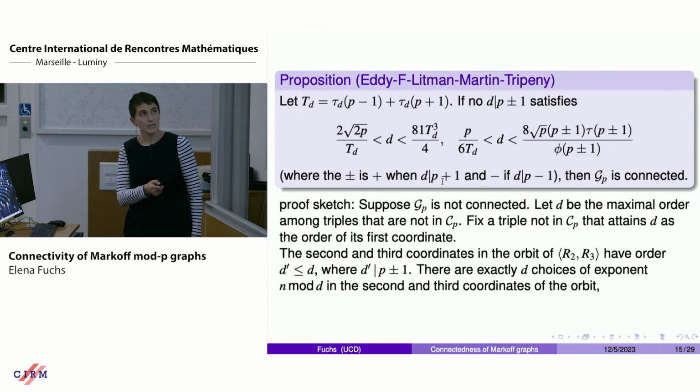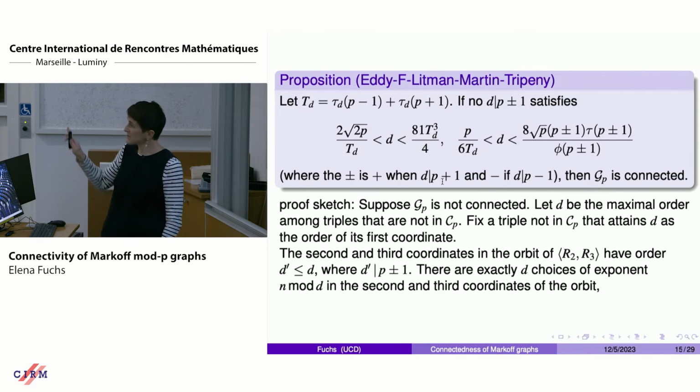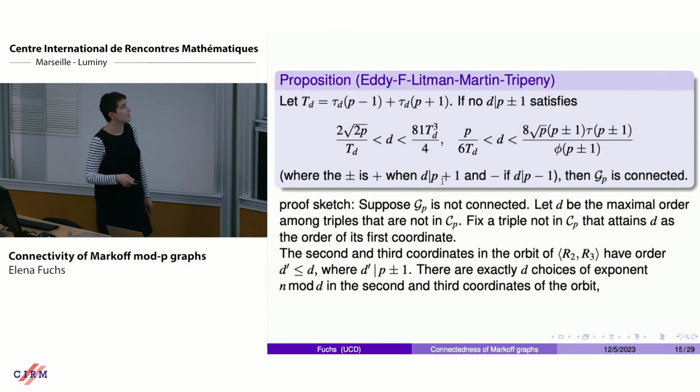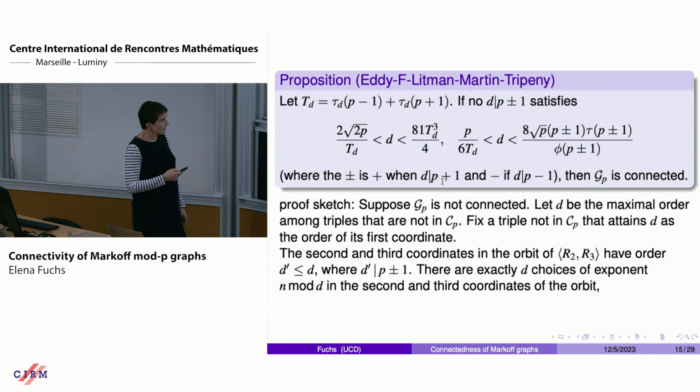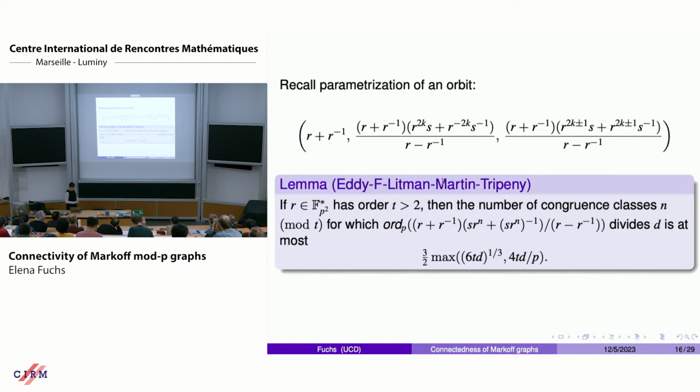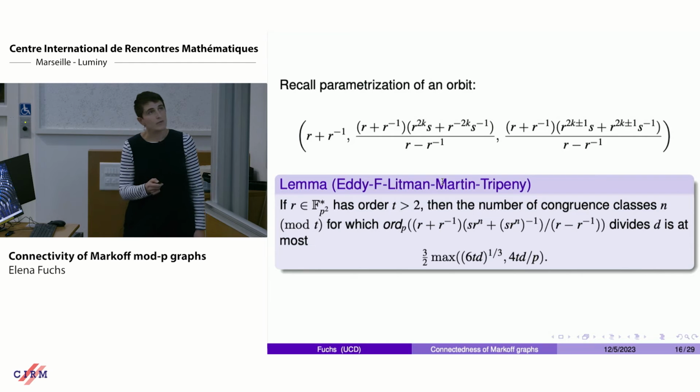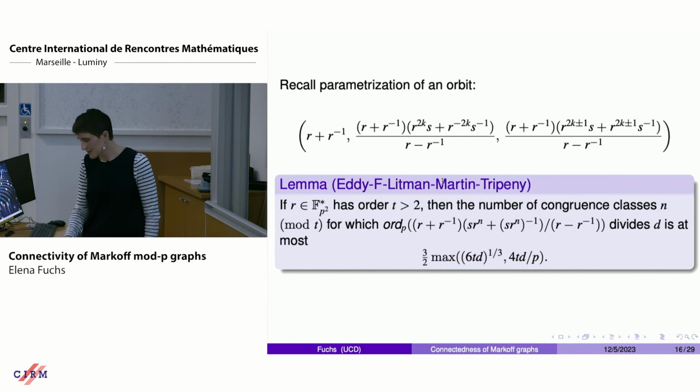And D prime divides P plus or minus 1, because as I said, the ones of order P and 2P are automatically connected to the big connected component. And there's exactly D choices of exponent in this parametrization of the orbit. And I'm just going to remind you of this lemma really quick, because we're going to use it in a second.